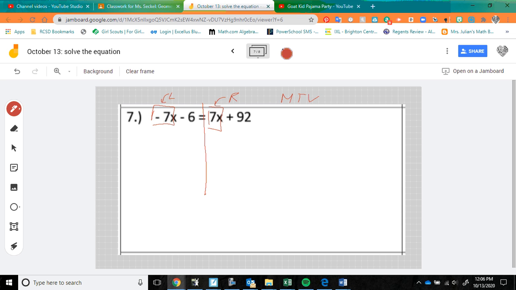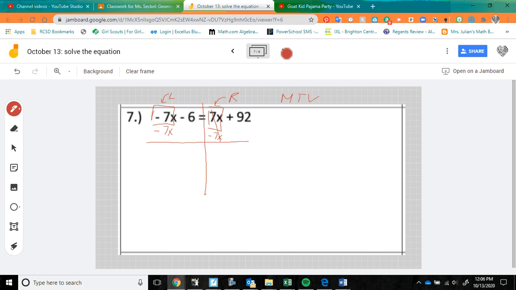The way you do it is to do the opposite. Most of you guys like it when I move the right one, so that's what I'm going to do. So to move this 7x, it's a +7. The opposite of positive is negative. I'm going to do -7x on both sides. That way I can cross this one off.